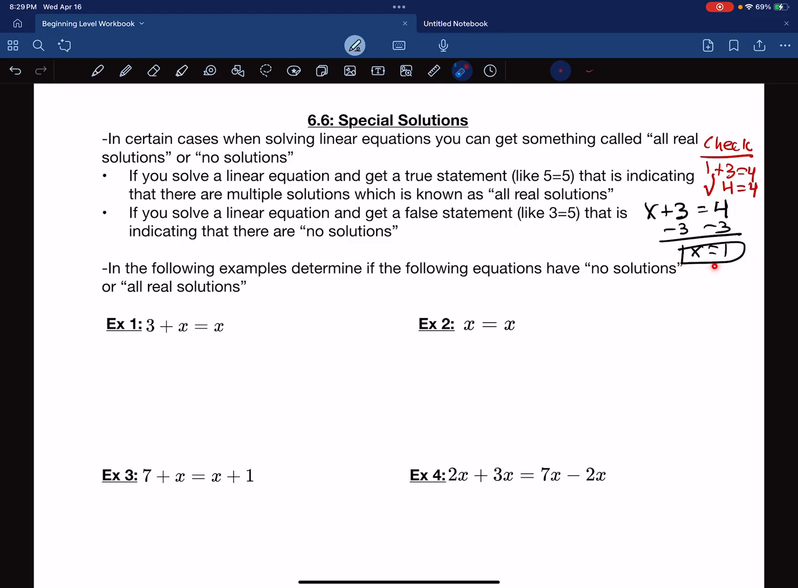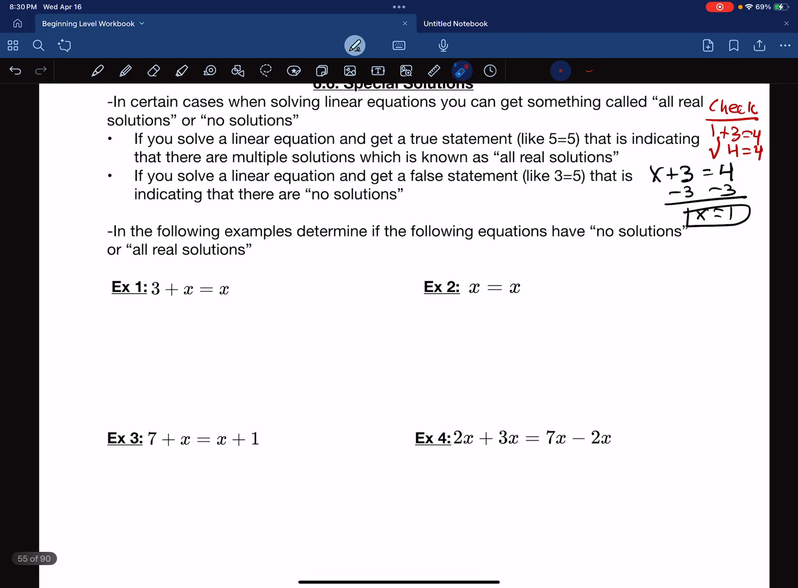But occasionally we will get a true statement in a different way, and we'll see that coming forward. When we get a true statement like 5 equals 5 in the middle of solving an equation, that is indicating that there are multiple solutions, which means there's more than one, known as all real solutions. Now, if we solve a linear equation and we get a false statement, something like 3 equals 5, that is indicating that there are no solutions to that equation.